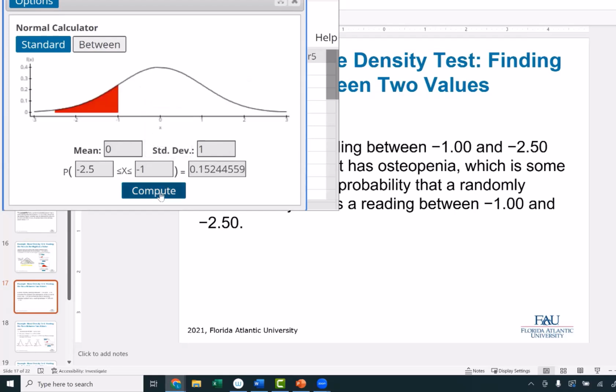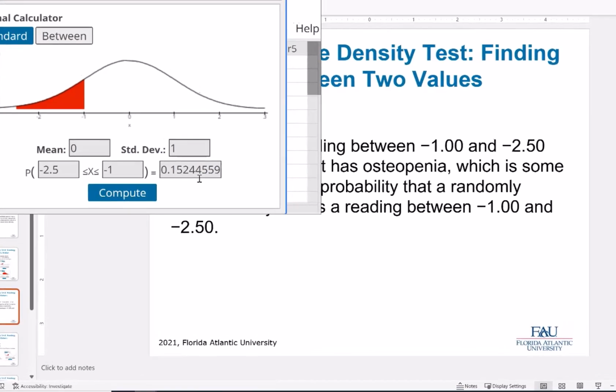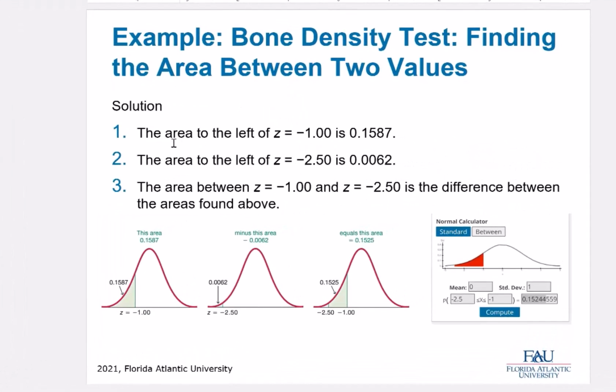I hit compute. Notice that red line now is not going all the way to the end. It's just going between -2.5 and -1. And the probability of that happening is 0.1524, or 15.24%, which is exactly what this says.